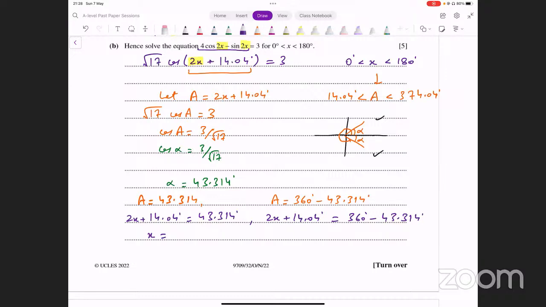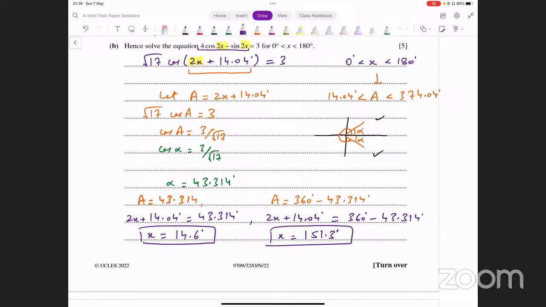Let's figure this out. 43.314 minus 14.04 divided by 2, and that's giving me 14.6 something. So that's 14.6 degrees. That's one value of x that we're getting. And then look at the other one, 360 minus 43.314 minus 14.04 divided by 2. That gives me x equal to 151.3 degrees. These are the two answers that we're getting from this. X equals 14.6 or 151.3 degrees.